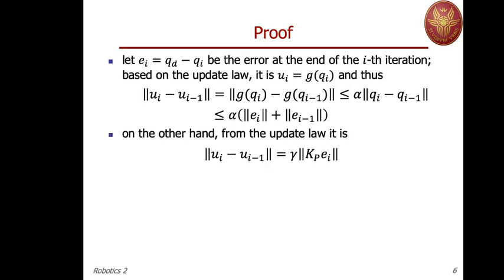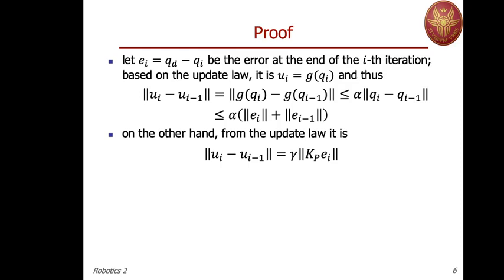On the other hand, if we look at the update, Ui equals gamma Kp ei plus Ui-1. So if we reorganize terms and we take the norm, and since gamma is a positive scalar, it can be taken out of the norm, we have that the difference between Ui and Ui-1, remember, these are the feed-forward terms in two successive iterations, will be equal to gamma times the norm of Kp ei.